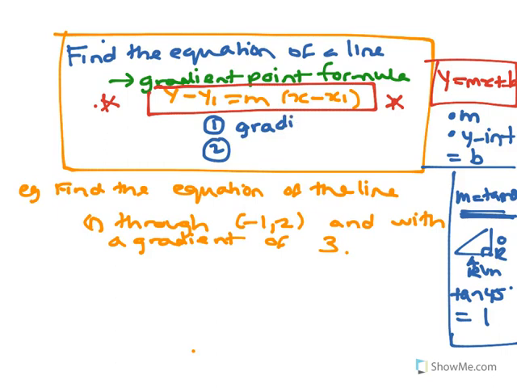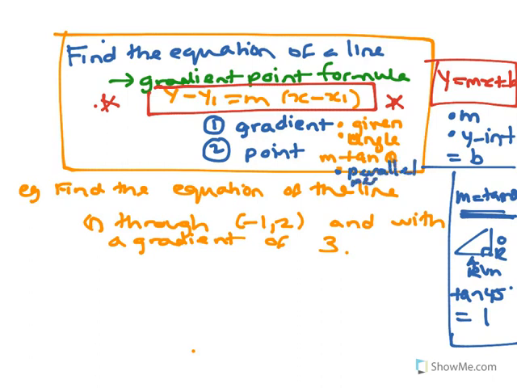Okay, so when you're finding the equation of a line, you need two things. You always need the gradient, and you also need a point. Now, very often the gradient will be found in a whole lot of different ways. You could just be given the gradient. You could be given an angle, and you use the gradient equals tan theta. And then the other thing that we'll look at later is whether the lines are parallel or perpendicular to another line. And we use that often too.